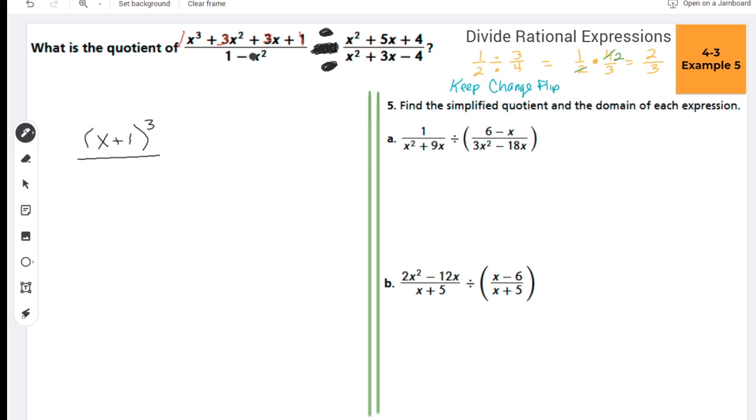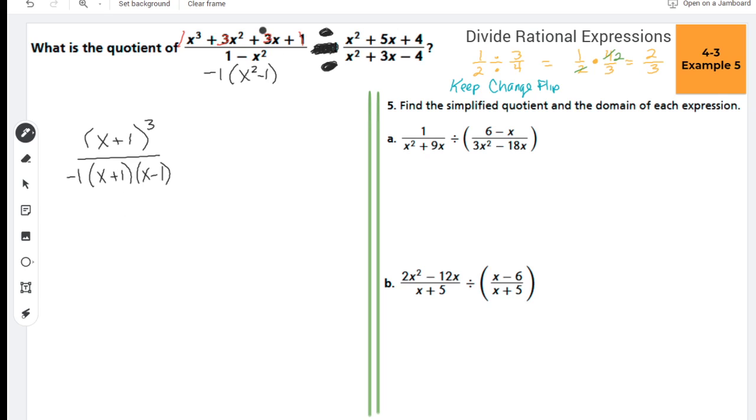Down here I want to have my x's first. So first I'm going to divide out a -1, which turns this into x squared minus 1. Then I'm going to use a difference of squares, which gives me x plus 1, x minus 1, like that.